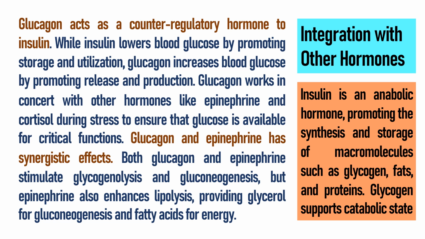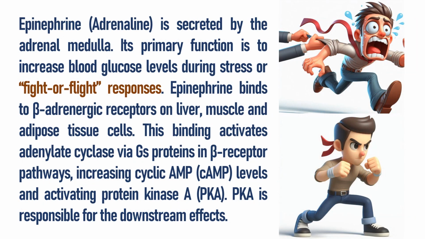Both glucagon and epinephrine stimulate glycogenolysis and gluconeogenesis, but epinephrine also enhances lipolysis, providing glycerol for gluconeogenesis and fatty acids for energy. Insulin is an anabolic hormone, promoting the synthesis and storage of macromolecules such as glycogen, fats and proteins. Glucagon supports the catabolic state.